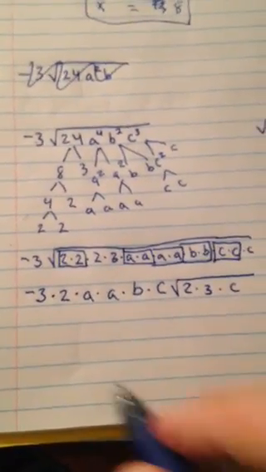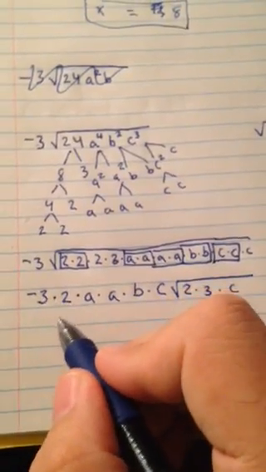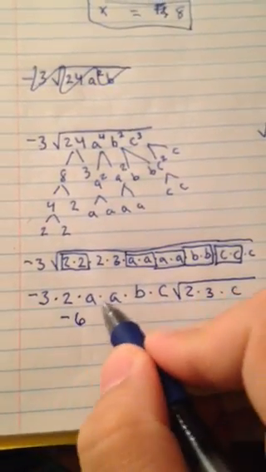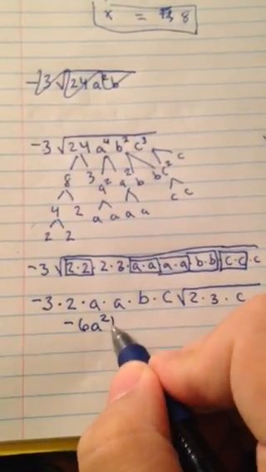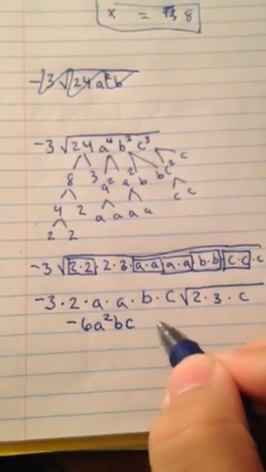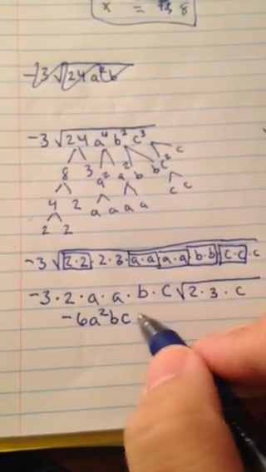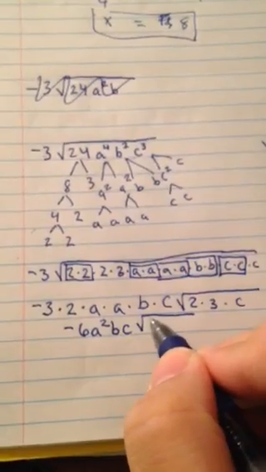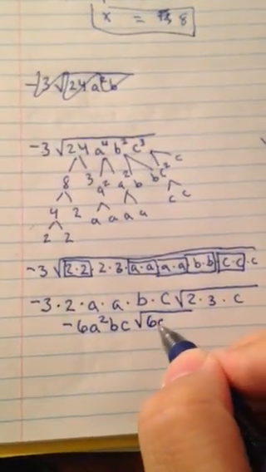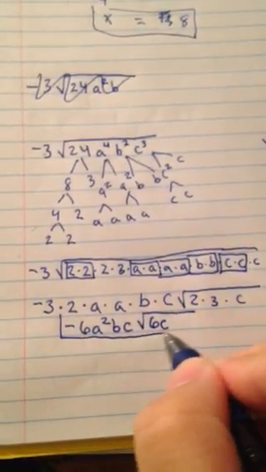Alright? We have to regroup. So negative 3 times 2 is a negative 6. a times a is a squared. And b and c get smushed together all in one clump. Under the radical, we got 2 times 3 is 6, and then we have a c paired with it. So we call this simplifying the radical.